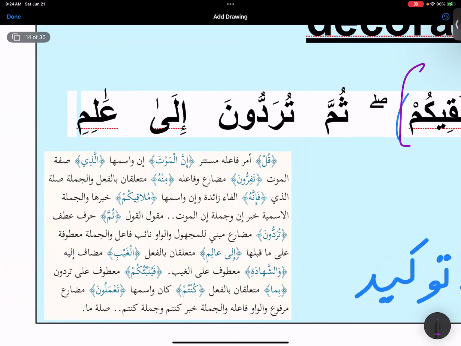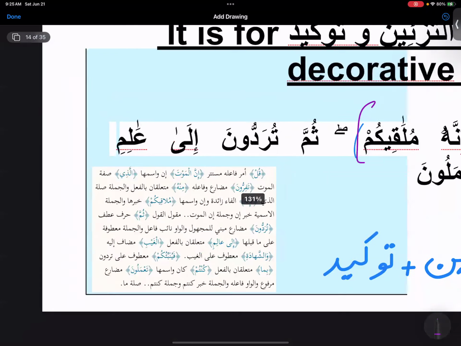So they are saying kul is fil amr, failuhu mustatir, right? Innal mauta inna wa isam, allazi is the sifa, and tafiruna is fil mudariya, failuhu, right? Wa failuhu minhu is mutallik, fa innahu al fa zaida, wa inna wa ismuha. Right? And al-mulaqikum is the khabar. Yeah, it's looking beautiful.